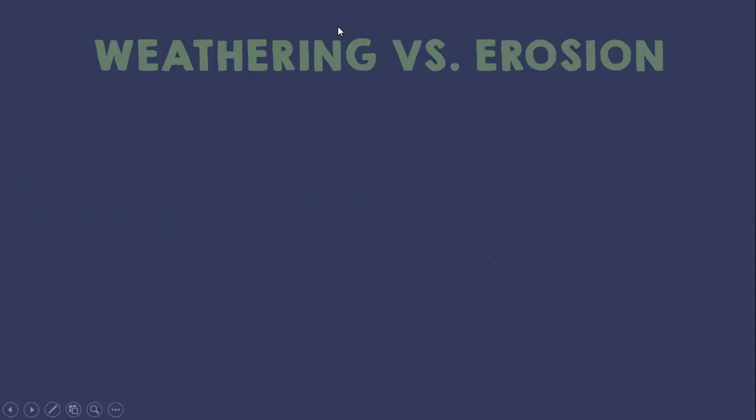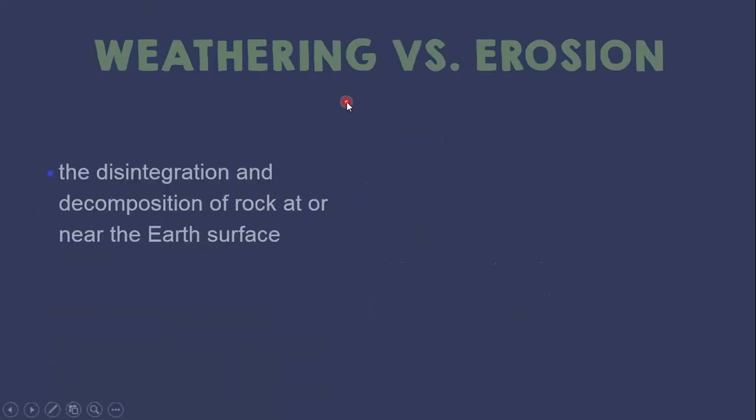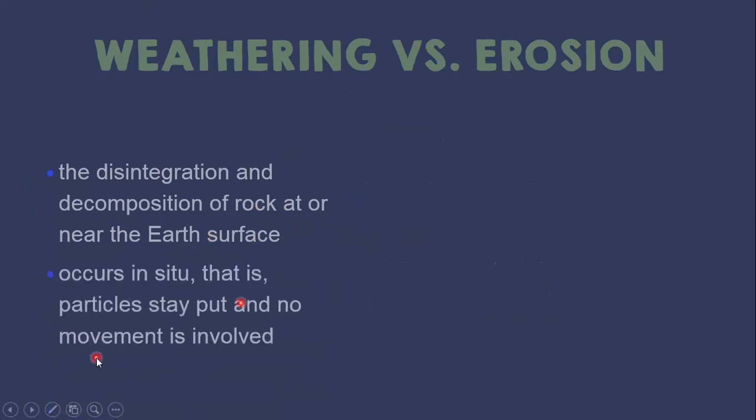So what is the difference between these two concepts? Now, we discussed the last time the weathering, and now we will move forward to the erosion of these rocks. By definition, we define weathering as the disintegration and decomposition of rock at or near the Earth's surface. So it occurs in situ. It means that the particles stay put and no movement is involved during the weathering process. So it is simply the decomposition of your rock.